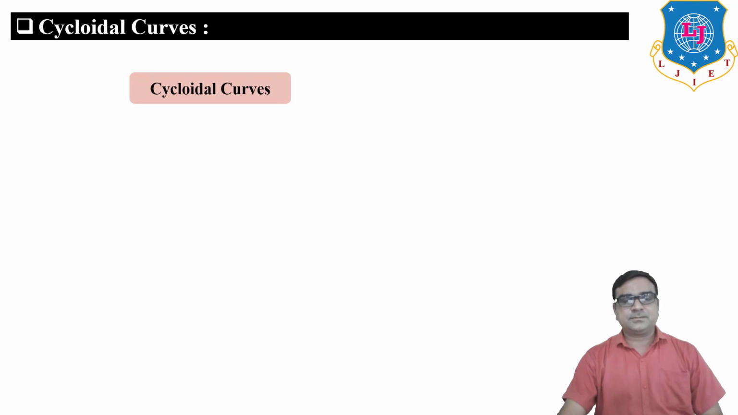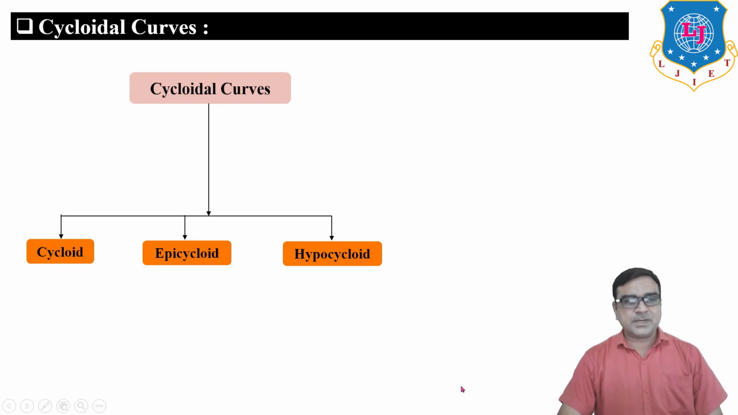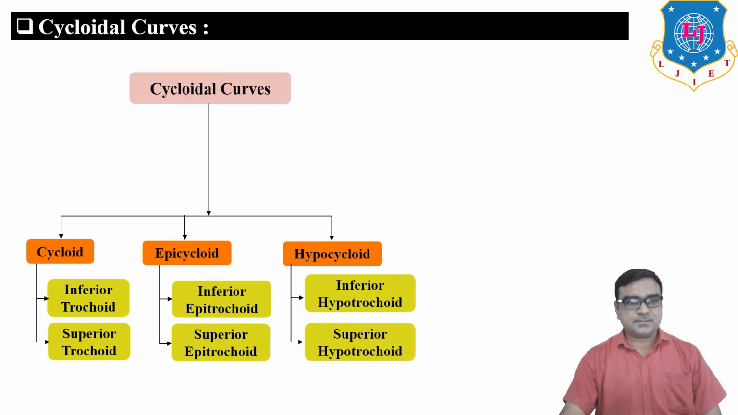Cycloidal curves. We know that in cycloidal curves there are three main curves: cycloid, epicycloid, and hypocycloid, and the sub curves of every three, inferior and superior.